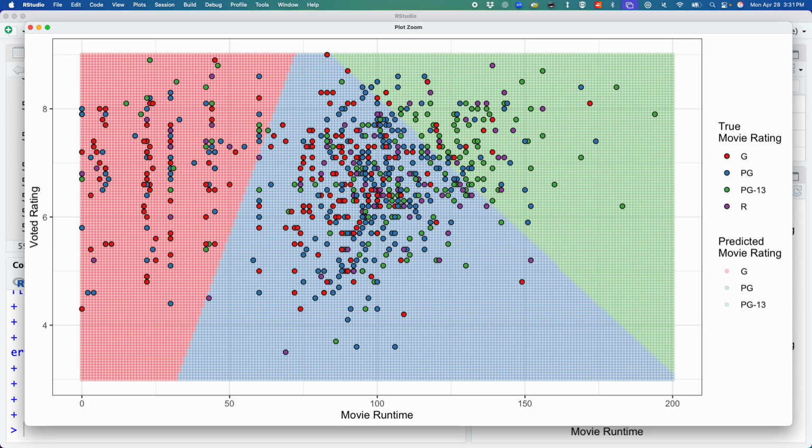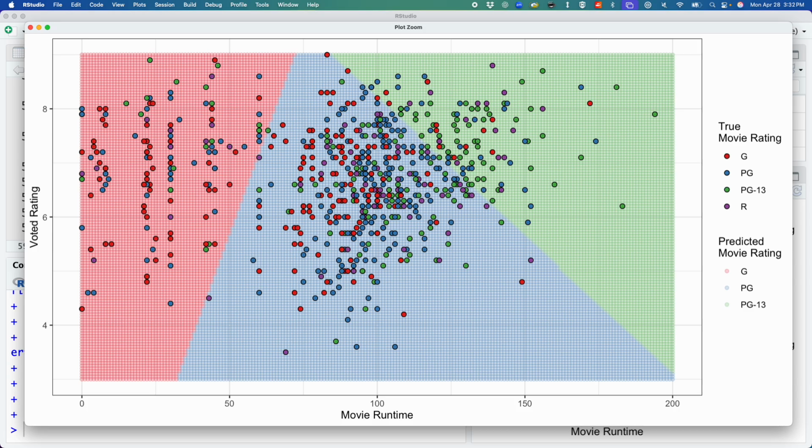Okay, so if you run the model and then you predict outcomes from the model at every given combination of values between movie runtime and voted rating. So if I pick a point here, it will generate probabilities for all of my possible outcomes, and the one with the highest probability will be the one that I choose to represent as my prediction, and you can see what that looks like over this space here.